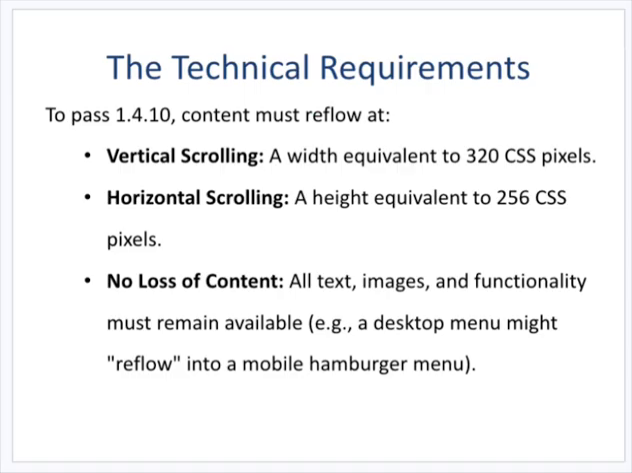To pass the 1.4.10 success criterion, the content must reflow at a width equivalent to 320 CSS pixels for vertical scrolling, or a height equivalent to 256 CSS pixels for horizontal scrolling, and we need to make sure there is no loss of content. All text, images and functionality must remain available. For example, a desktop menu might reflow into a mobile hamburger menu.